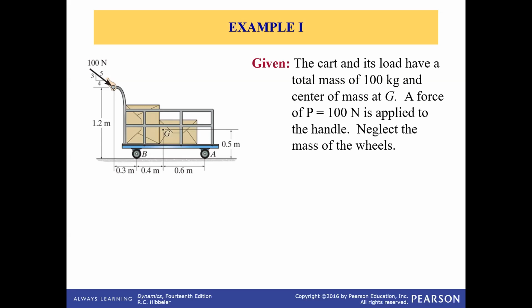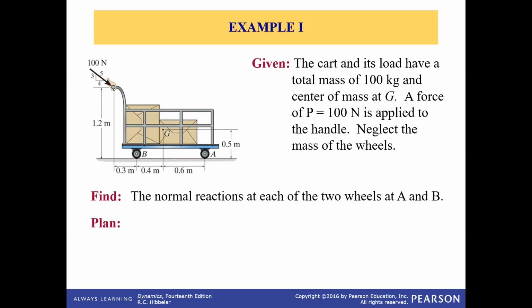And then the geometries are indicated. The distances from each point to the center of mass are indicated. We are looking for the normal reactions at each of the two wheels, A and B. The front wheel A has normal force NA, and B has normal force NB. So we are looking for NA and NB.